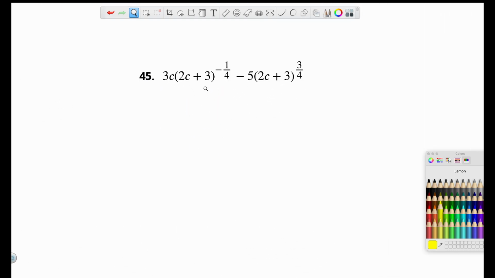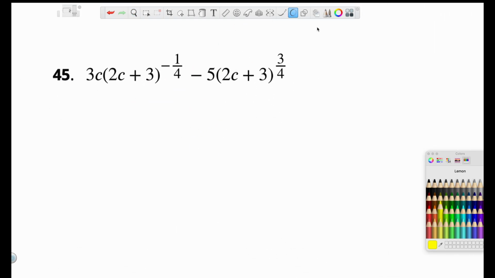And 45 is the last one I want to do. Okay, these are a little tricky. We want to try to find the greatest common factor with these two terms. I have two terms here, separated by a minus sign. That's term 1 and that's term 2. They have the same base, 2c plus 3, but different exponents, negative 1/4 and 3/4. So we're going to factor out the base 2c plus 3 with the smallest exponent. That's going to be this one. Negative 1/4 is definitely smaller than 3/4. So I'm going to factor out right here.